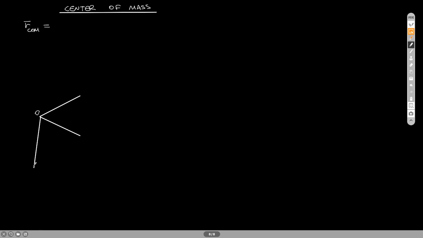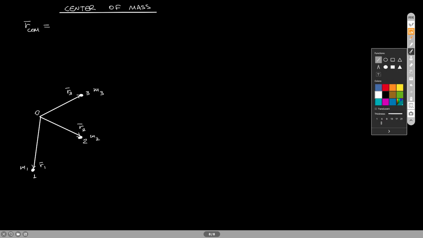Say this is the origin, this is the position of object 1, this is the position of object 2, this is the position of object 3, and say this is object 3, object 2, object 1, and you can think of them as some balls, spheres of different size. So let's say this is 3, 2, 1, and each one of them has its own mass. Will be m3, m2. This will be m1.